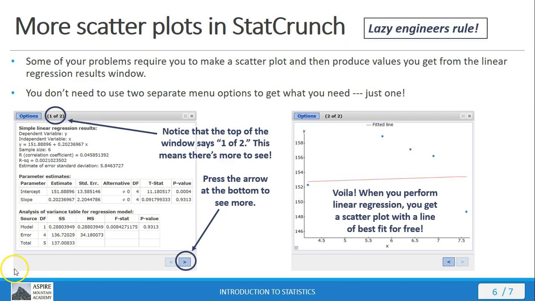So lazy engineers rule the day. I remember once we were listening to this vice president of engineering at this Fortune 500 company I used to work for, and he told us in this big meeting, he said, "I love lazy engineers." And we're all looking at each other like, what did he just say? And he said, "Yep, you heard me right. I love lazy engineers."